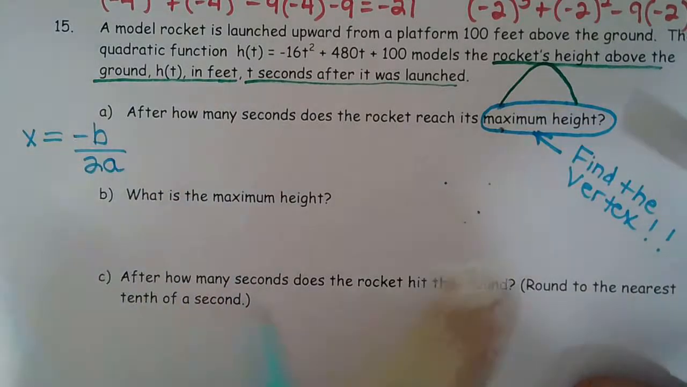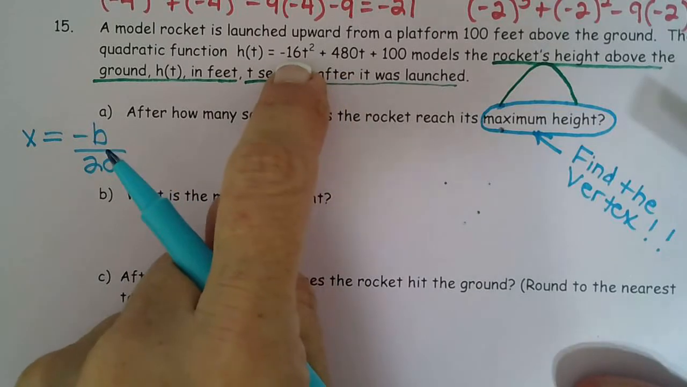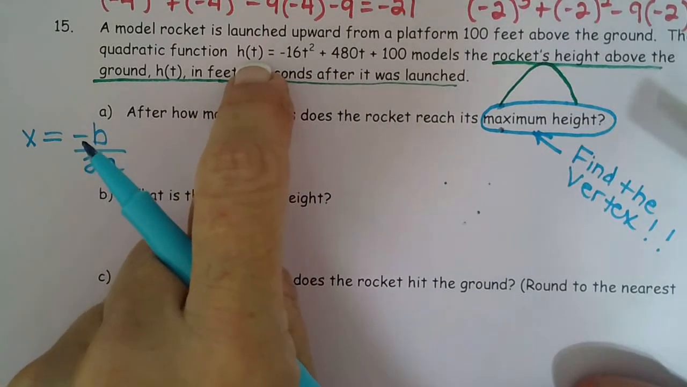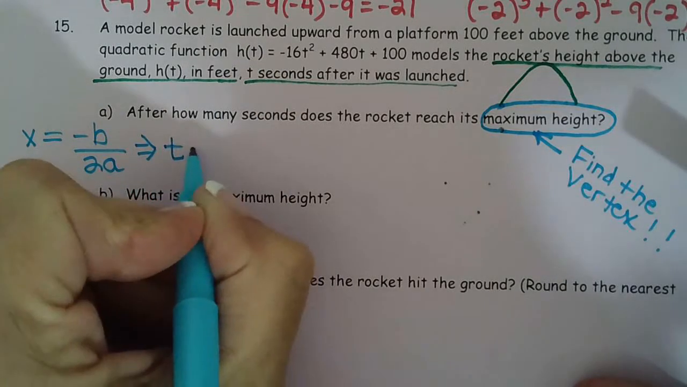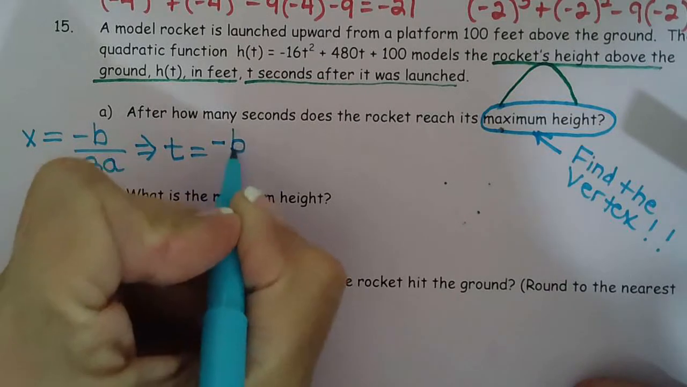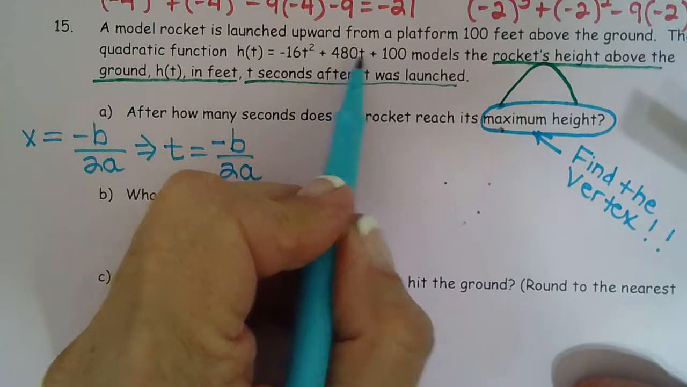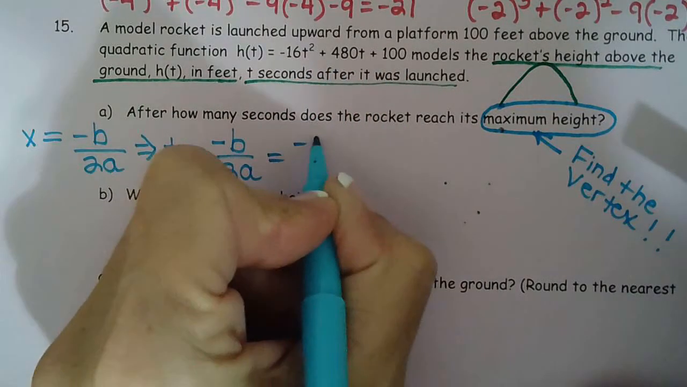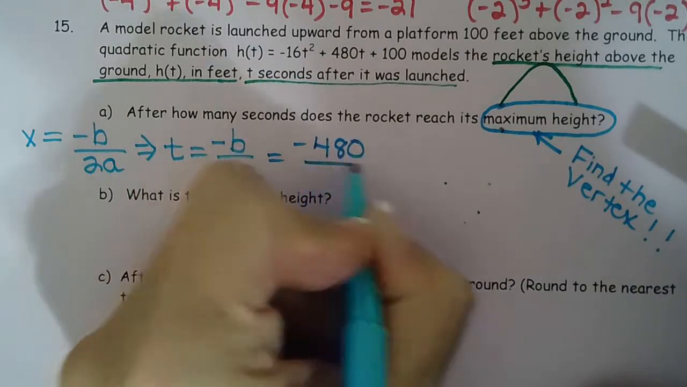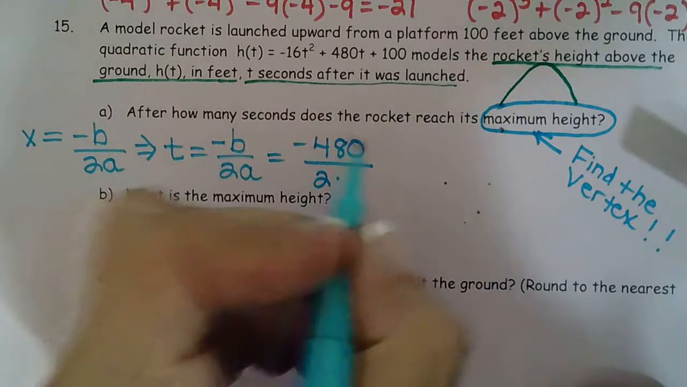But then I look up and go, oh, there isn't an x. What are they using in place of x? Well, you go straight to the parentheses and that'll tell you whatever's in parentheses, that's your x. So really, we're doing t equals the opposite of b over 2a. So here's my a, here's my b, here's my c. So the opposite of b will be negative 480 over 2 times a, which is negative 16.